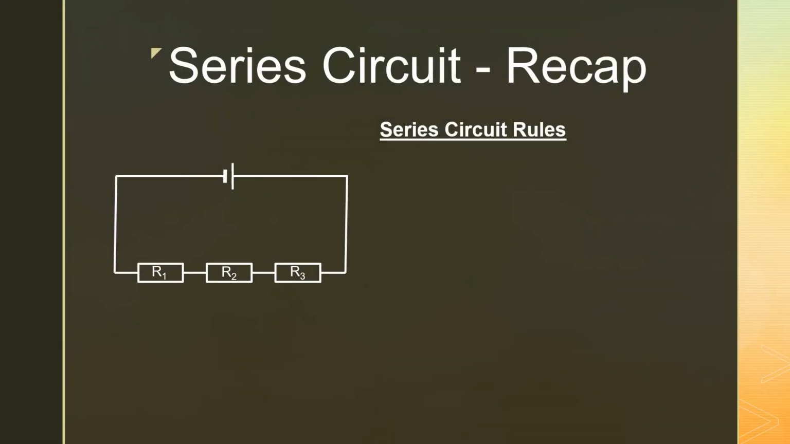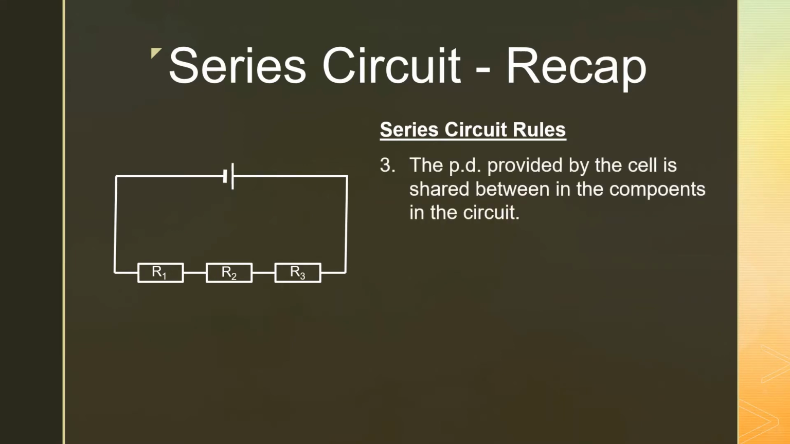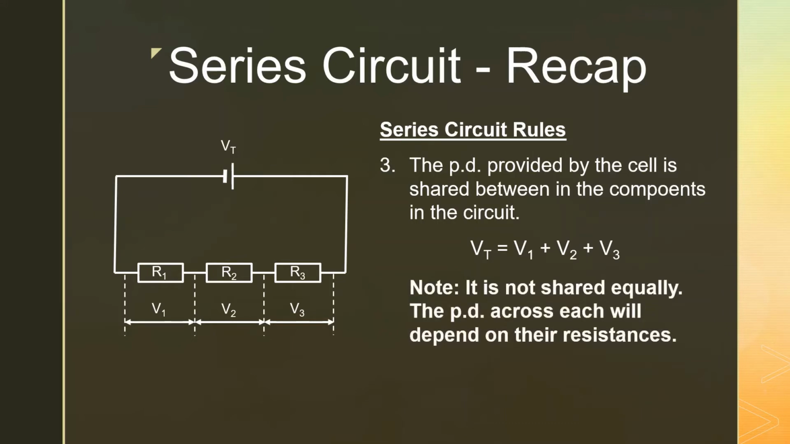The third rule, and probably the most important for today's lesson, is the fact that the potential difference provided by the cell, what we call the EMF, is shared between the components in the circuit. If I label this up as V1 being the potential difference across R1, V2 being the potential difference across R2, etc., we can see that the total voltage provided by the cell, VT, is equal to V1 plus V2 plus V3. It's probably worth pointing out here that it is not shared equally.